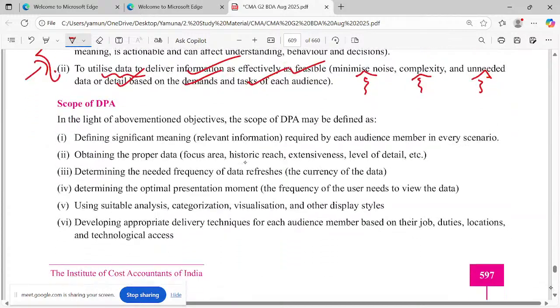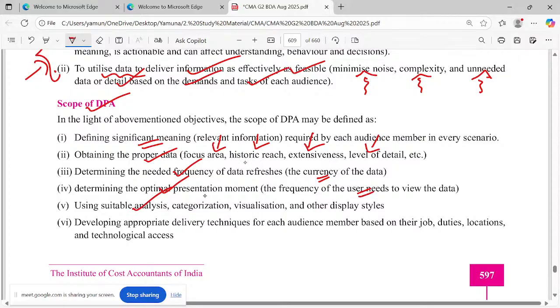So what is the scope of DPA, that is how we are going to utilize it. You define the significant meaning, you obtain the proper data. Probably you might be focusing on a particular area or historical reach, or how extensive or in-depth the analysis should be, and the level of detailing will all be considered. Determine the needed frequency, how frequently the data should be collected and needed. Then you go for the optimal presentation moment. Okay, how the presentation has to be done so that the decision makers will take help of the data, so the users will understand the data.